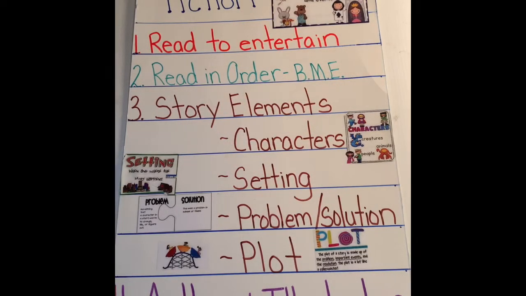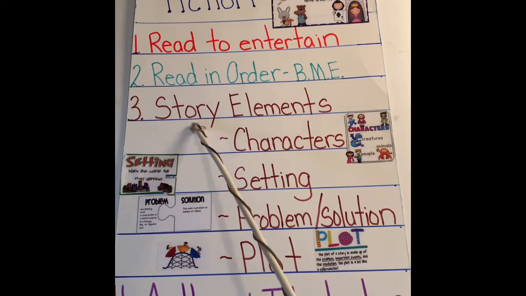Here's the anchor chart on a fiction story. When we read fiction stories, we hear about characters and events. We also read to entertain ourselves. It might make us happy or sad. It might make us laugh or cry. Number 2, we have to read a fiction story in order. We have to start at the beginning, go to the middle, and then the end.